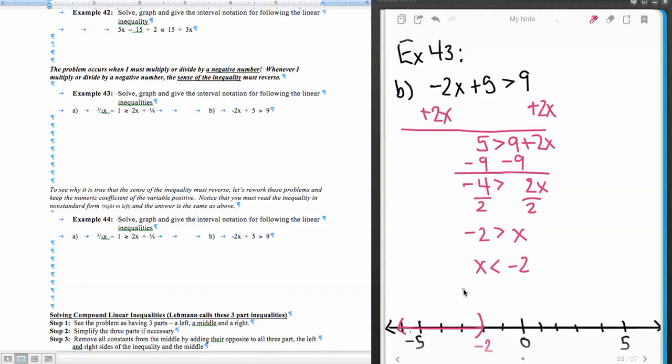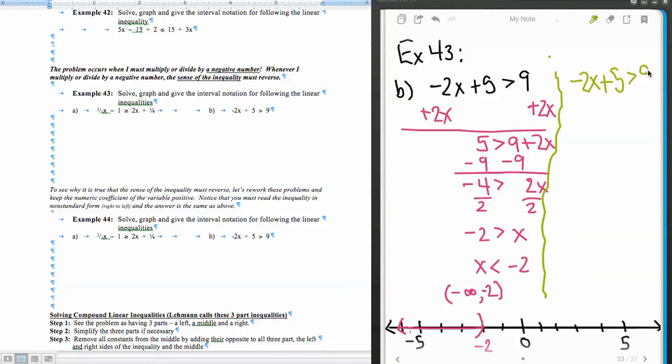And then interval notation, what we have on the left, which is negative infinity, never include it, and then up to negative 2, and it doesn't get included either. Now that's how we would do it without trying to do the flipping the sense of the inequality. So we're going to do exactly the same process by using the idea of reversing the sense of the inequality.